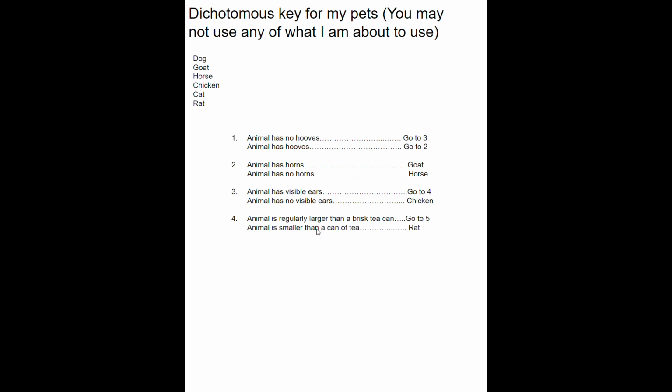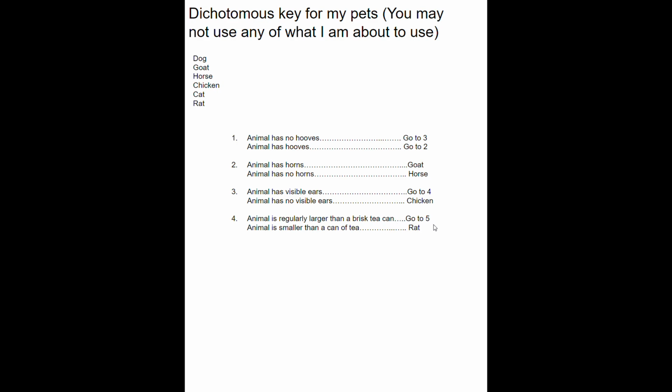The animal is regularly larger than a Brisk tea can. You know, those Arizona teas, those Brisk teas that are gigantic. That's what I'm talking about here. Or animal is smaller than a can of tea. The rat is definitely smaller than a can of tea. Vast majority of cats and dogs are not smaller than a can of tea. You could argue a teeny tiny chihuahua, but my rats were only about a pound. They definitely were not as big as a small dog. So I'm going to say smaller than a can of tea works. And then larger than a can of tea, go to 5.